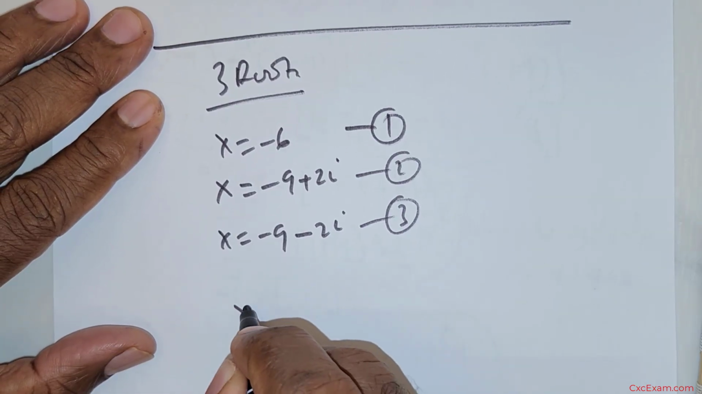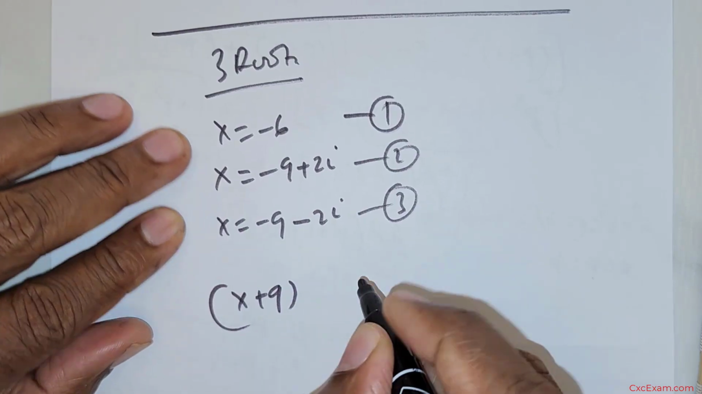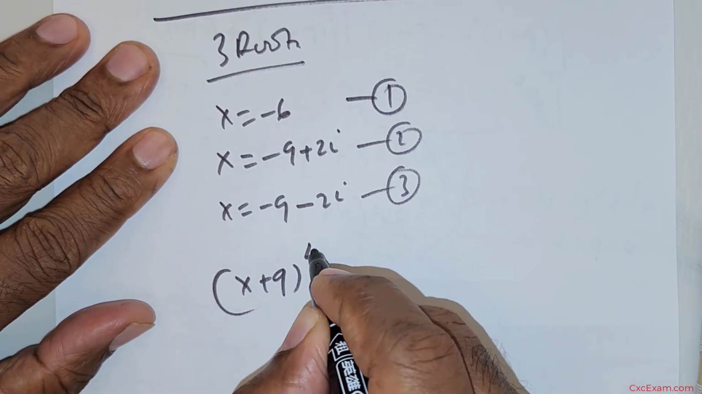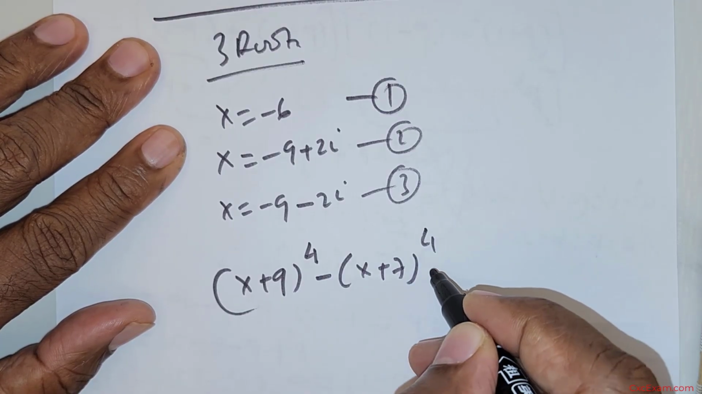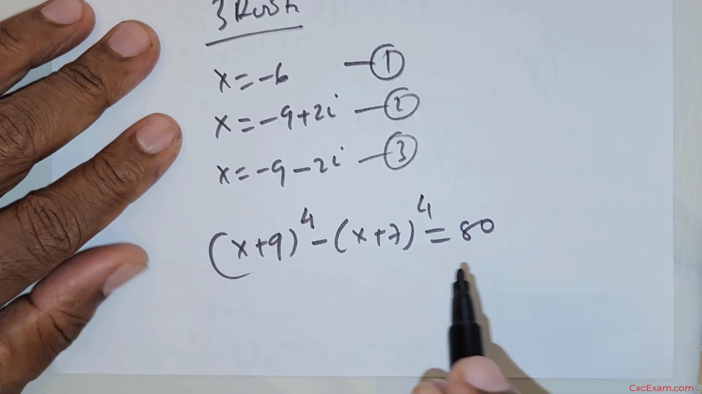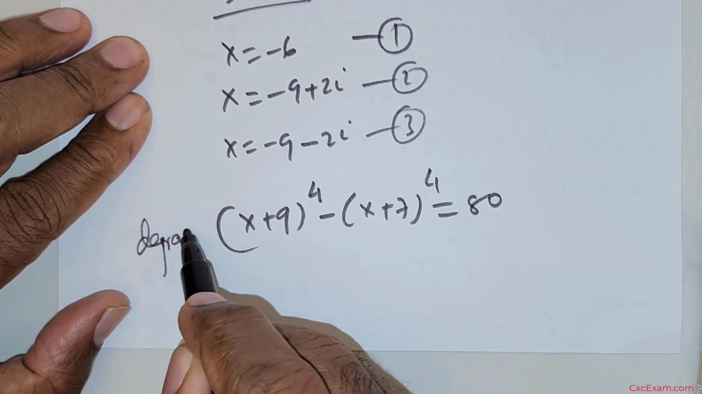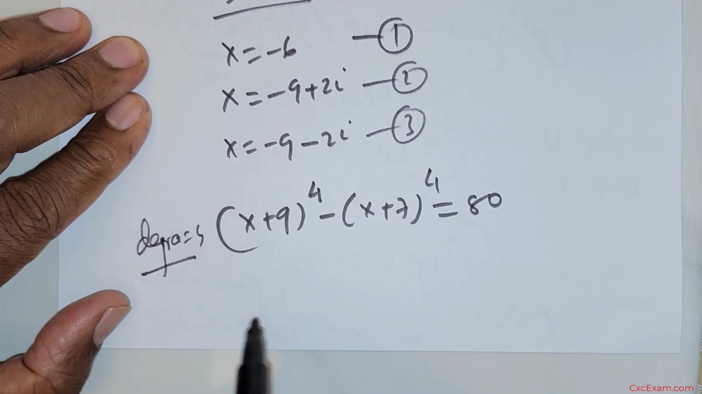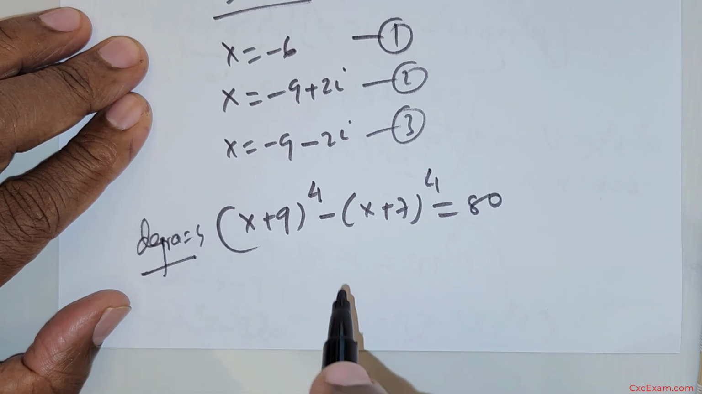But the system given was not so. We were given x positive 9 raised to the power of 4, negative of x positive 7 raised to the power of 4 is equal to 80. Now this is not degree 4. You might be wondering this system is degree 4, but no, this is not a degree 4 system. Why? I will tell you the reason why.